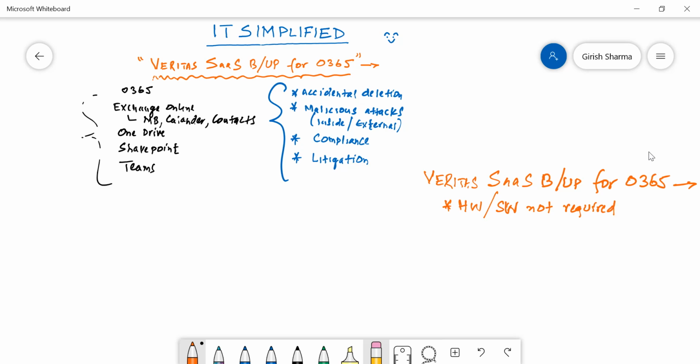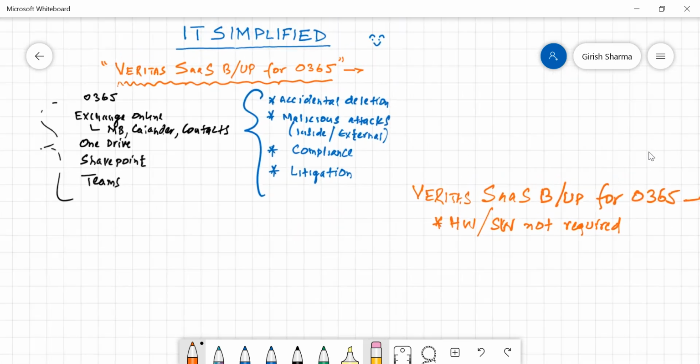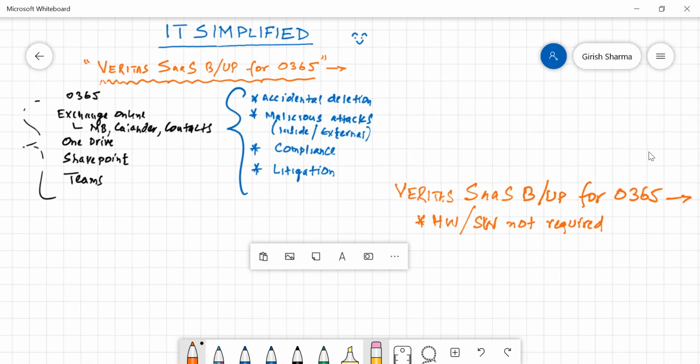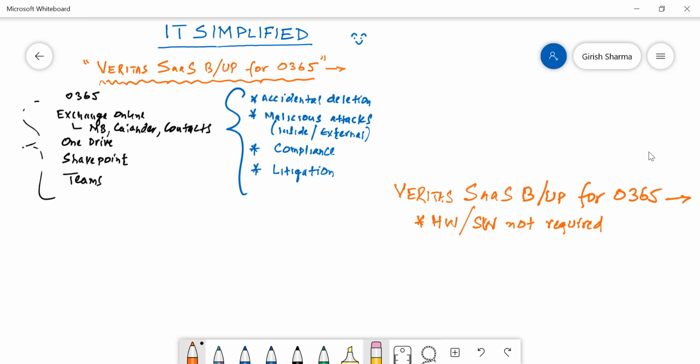And the reason why that's important is the way I generally understand it, you go with a SaaS application because you don't want to manage the underlying infrastructure. You don't want to manage the server. You don't want to manage the storage and all those kinds of things. So in order to protect that kind of application, you want to make sure that you have a solution which is very similar. Now with Veritas SaaS Backup, there are no servers, there is no hardware. You don't need to install any software. It's a completely web-based solution.